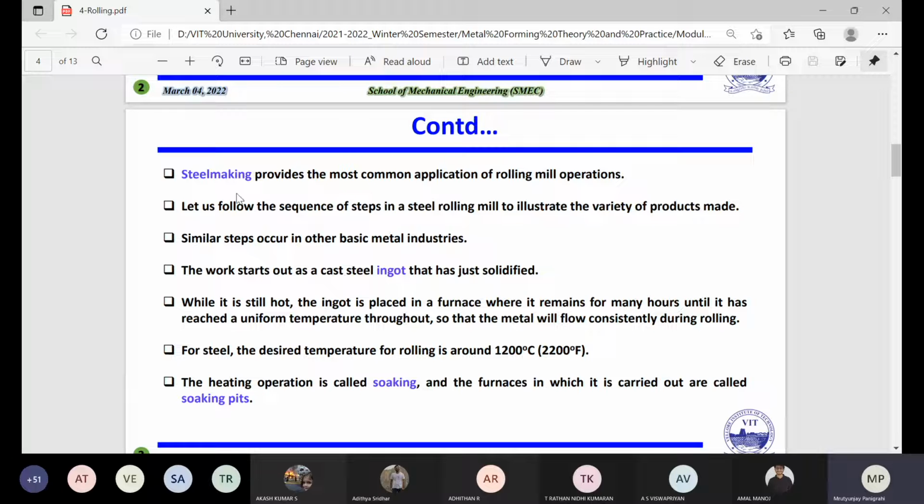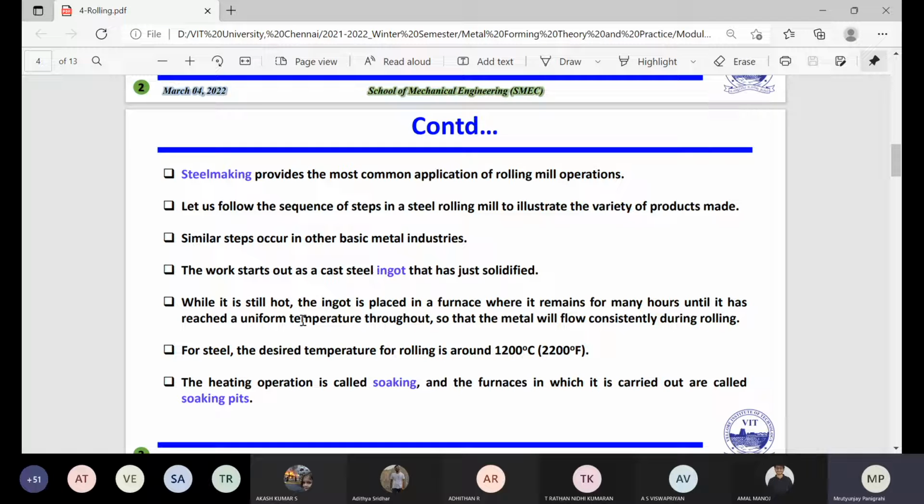So how will we take that steel to a rolling mill? Let us follow the sequence of steps in the steel rolling mill to illustrate the variety of products. Similar steps occur whenever you are preparing any liquid metal, for example in a cupola furnace or an induction furnace; there is nothing a big difference. The work starts out as a cast steel ingot that has just solidified. So whatever product you get from steel making is known as the cast steel ingot, just solidified from the liquid.